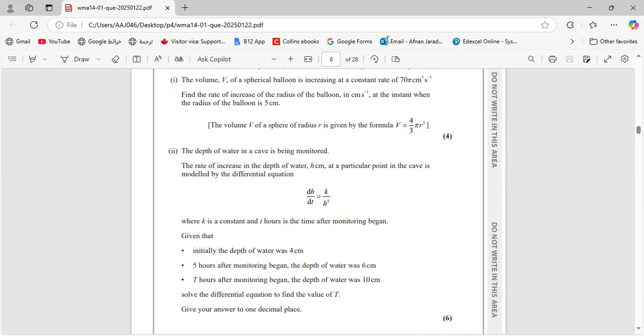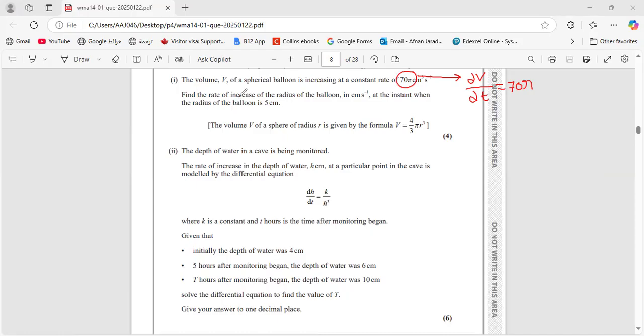The volume at rate, okay? The meaning of rate is over dt. The volume is increasing at a constant rate. So look at this one, which is dV over dt. The volume is changing at a constant rate. So dV over dt must equal 70 pi.